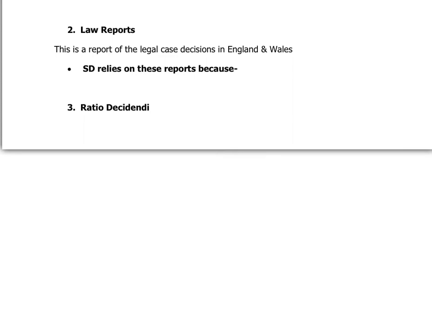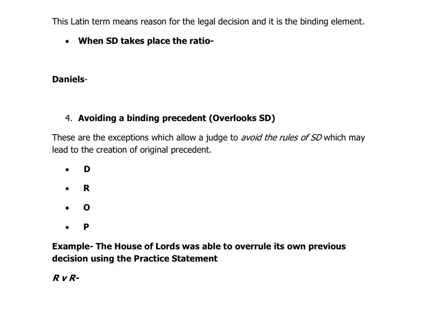So ultimately, stare decisis relies on those reports, because those reports are explaining to each judge what they have to follow, therefore upholding the concept of stare decisis. The third thing is the ratio. We know what ratio decidendi means, so we know that reason. And remember, that's the bit they have to follow. Yeah, so that is the binding element that they must follow.